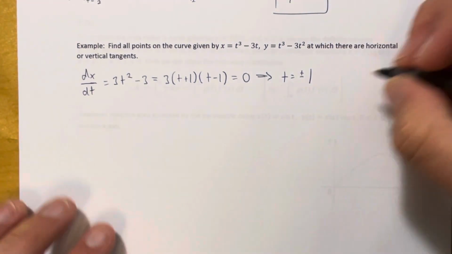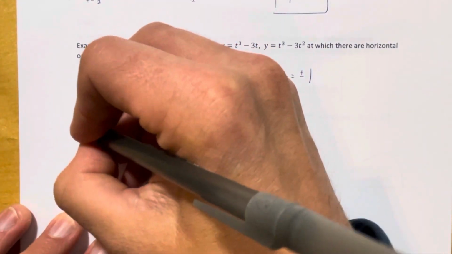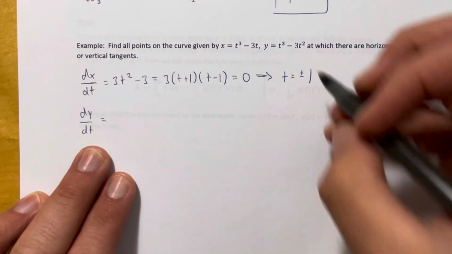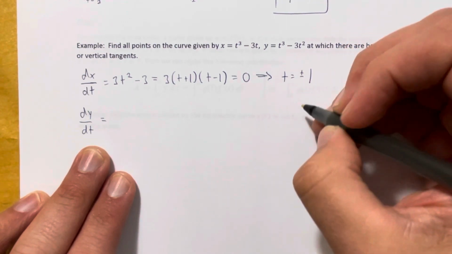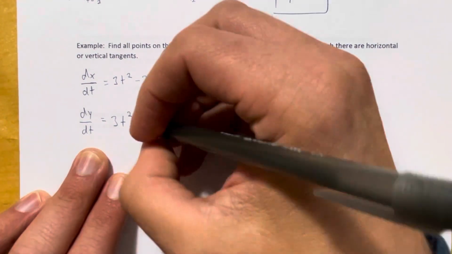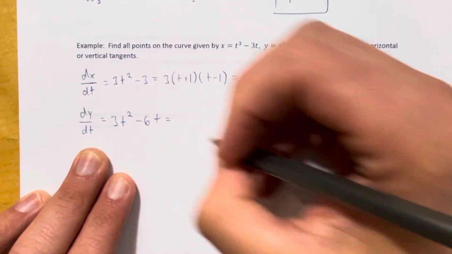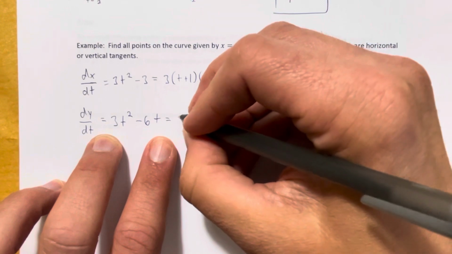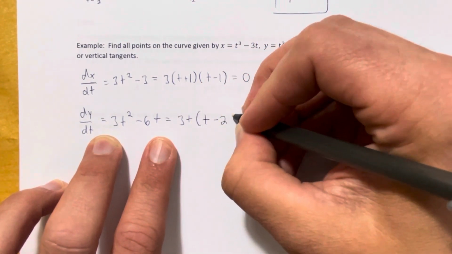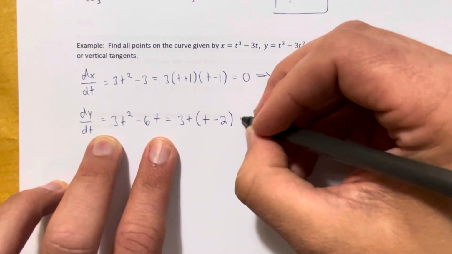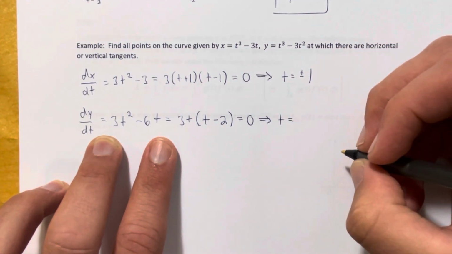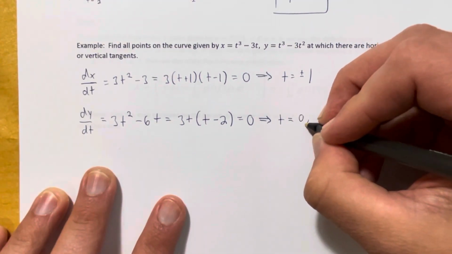All right? Now let's check out dy/dt. What's going on with dy/dt? Well, if I take its derivative, I have t cubed minus 3t squared, so that would be 3t squared minus 6t. If I factor a 3t out, I get 3t times (t minus 2). If I set that equal to 0, I get different solutions. t equals 0 and 2.